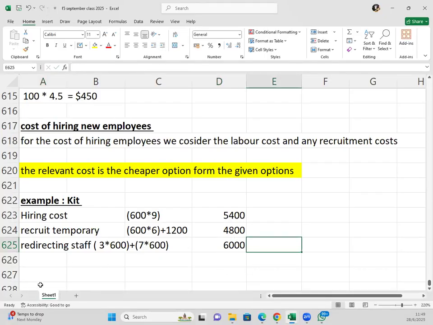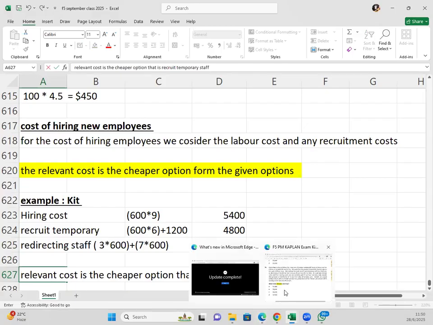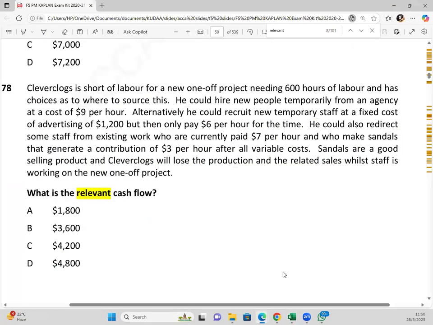So the relevant cost then for labor is the cheaper option. In this case, that's recruit temporary staff. So the relevant cost would be to recruit the temporary staff, which is the last option.